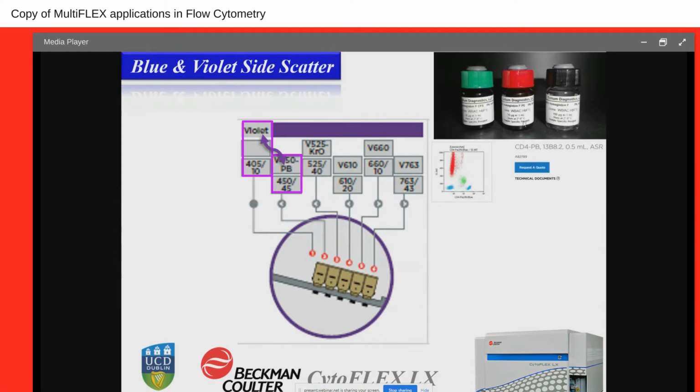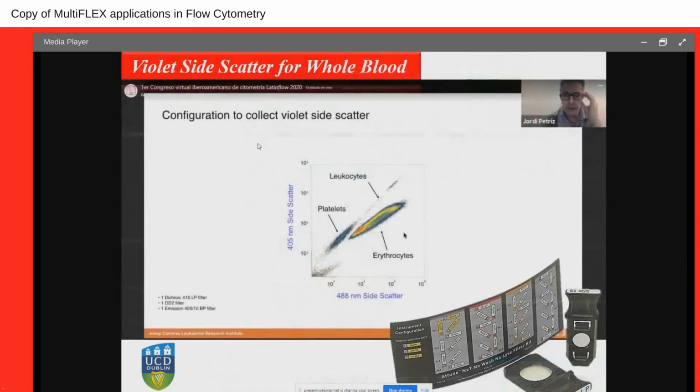What if you have to combine them with different markers? For instance, there are a lot of people working in EV who want to use the Brilliant Violet 421, which will be analyzed in this one. So what we'll do is move this filter, the 450, to the next one. We'll place the 405 here, and this 525 will occupy that position.